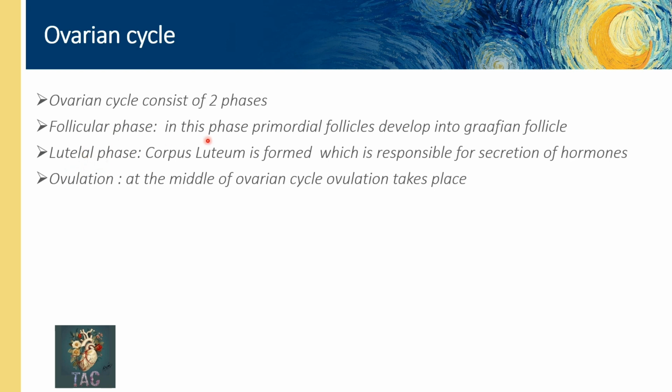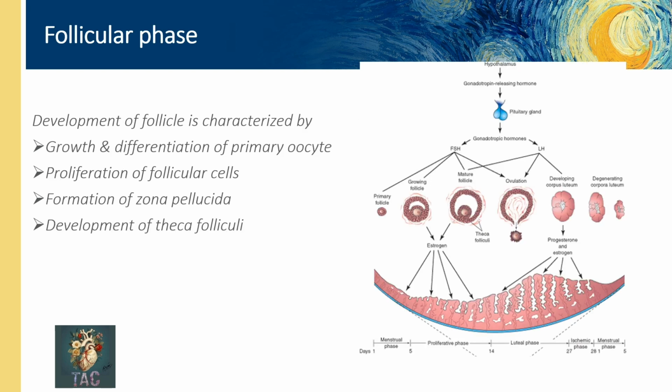So in the follicular phase there is the growth of the primordial follicle, then it becomes a primary follicle and secondary follicles, developing into the Graafian follicle. And in the second phase, that is the luteal phase, the corpus luteum is formed, which is responsible for secretion of the hormones. At the time of ovulation, at the mid-cycle, ovulation takes place, which is a release of ova from the ovaries. So what happens in the follicular phase?